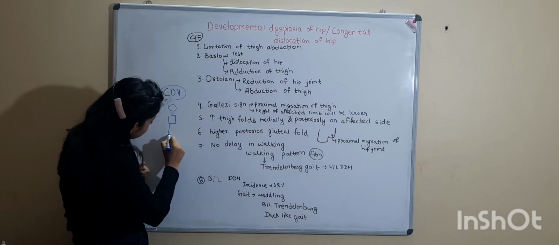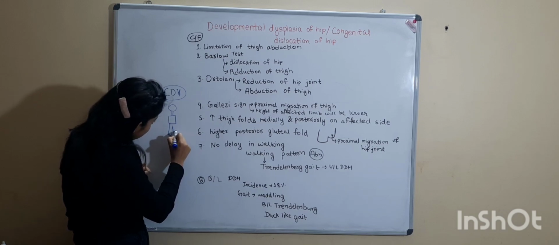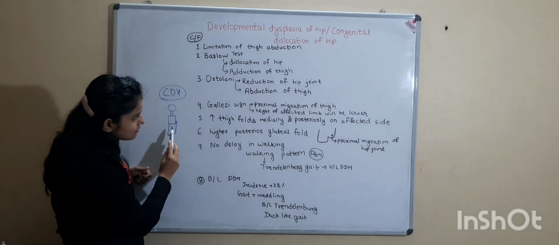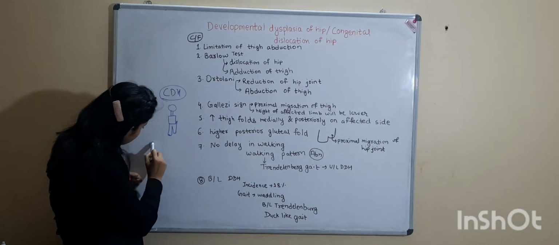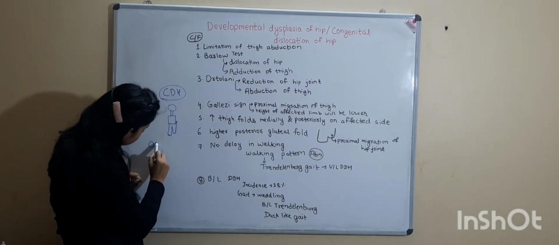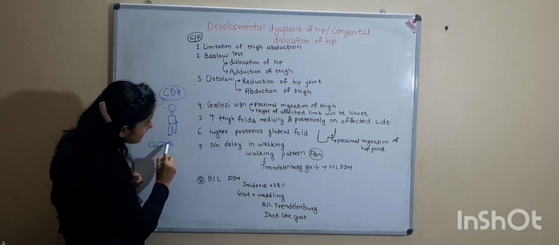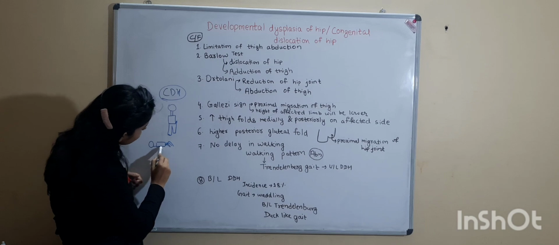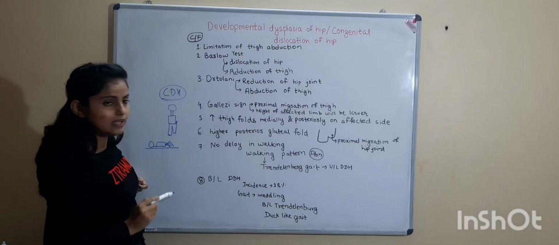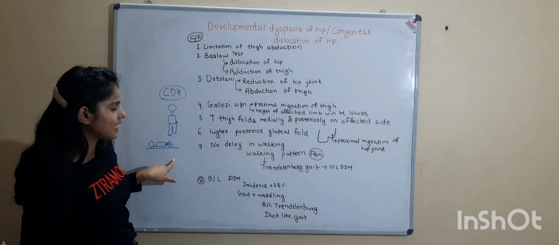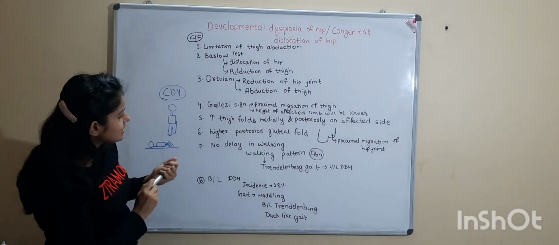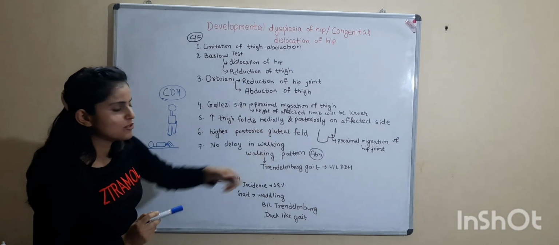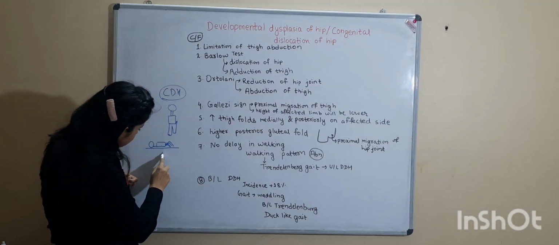This is the right leg, which is normal, and in this there is proximal migration of the thigh. And when we make the patient sleep on the couch and flex the hip joint, then the height of the affected limb will appear lower. This is called Galeazzi sign. And there will be increased thigh folds medially and posteriorly on the affected side.